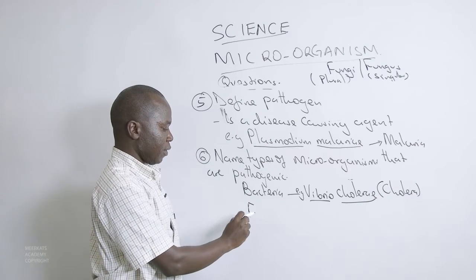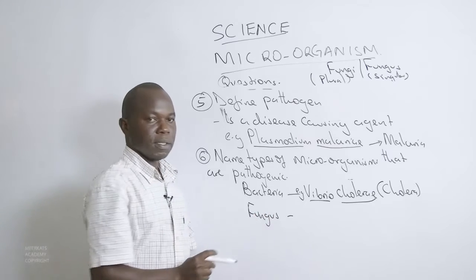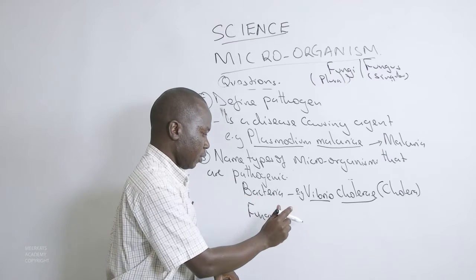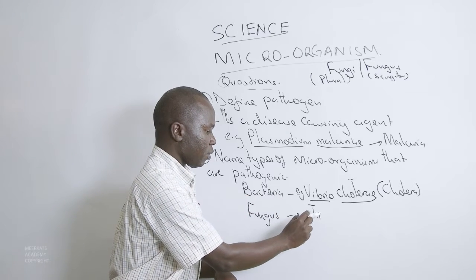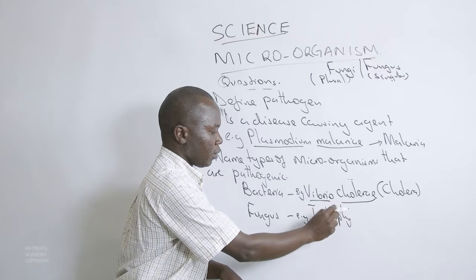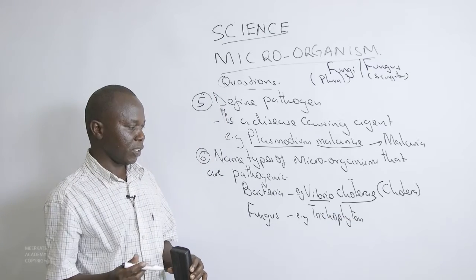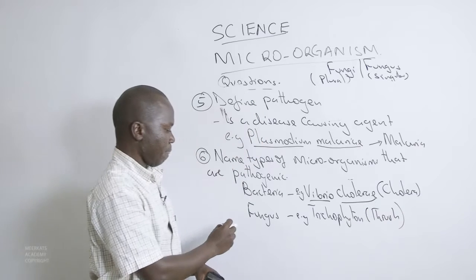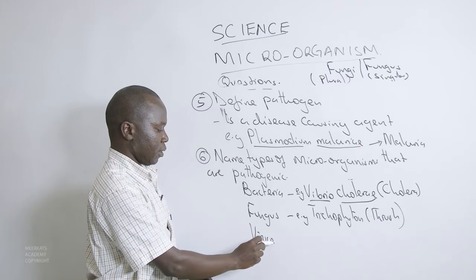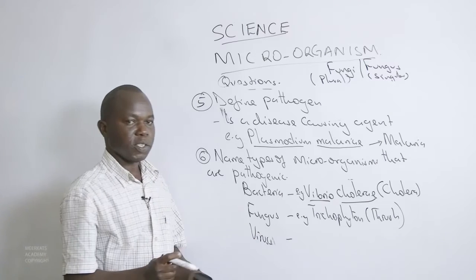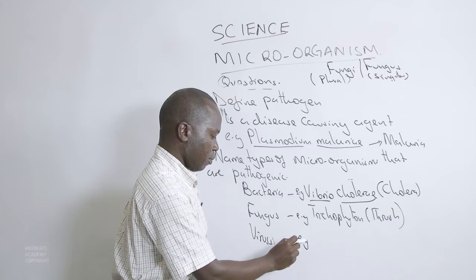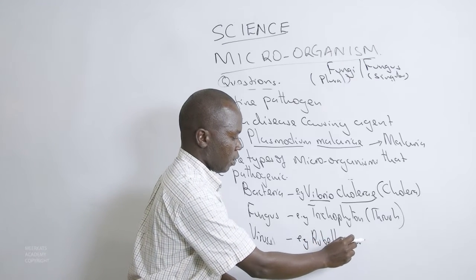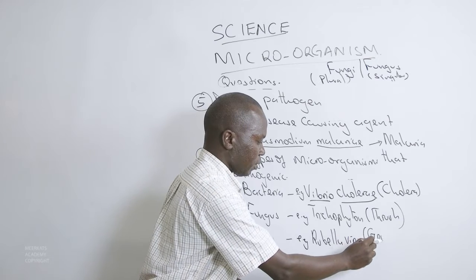We have looked at fungi. We have several fungi that cause diseases. For example, we have mentioned Trichophyton, associated with thrush. Viruses: we have mentioned the Rubella virus, which causes German measles.